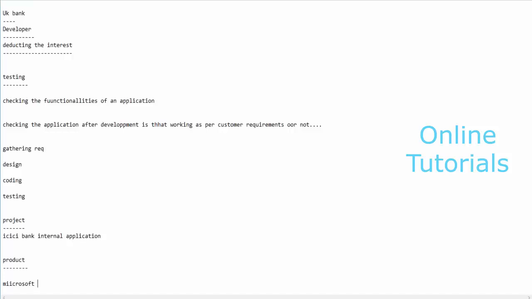They develop as per customer requirements, then deliver into the market and check whether any modifications are needed afterwards, for better selling or for improving the business of their company. Yes, this is project and product.